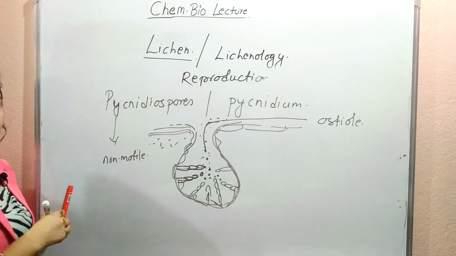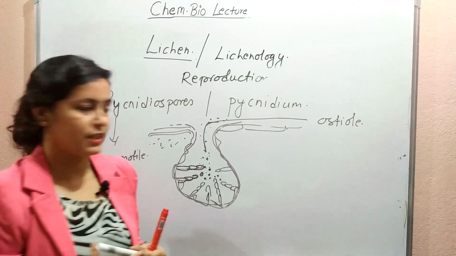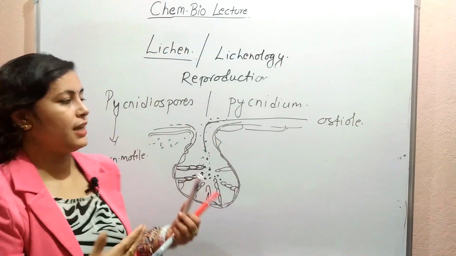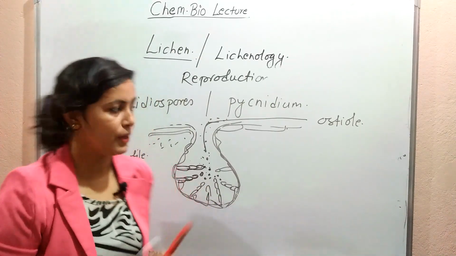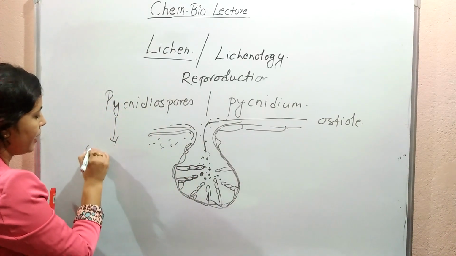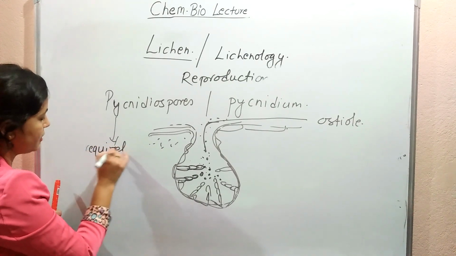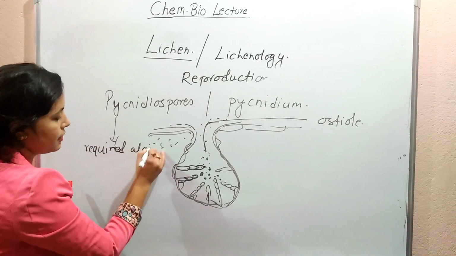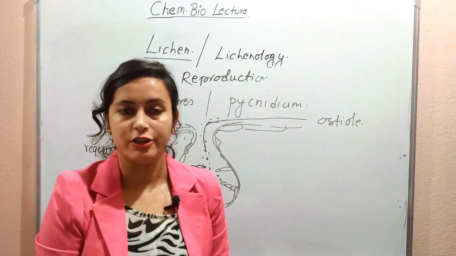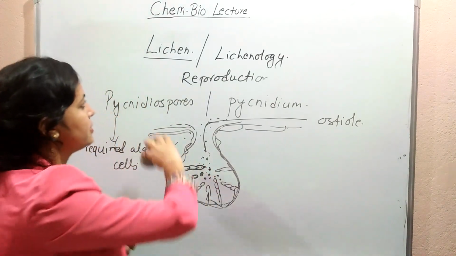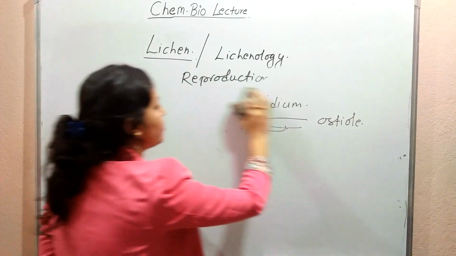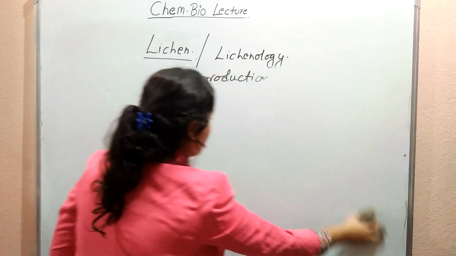What happens on getting associated with a suitable alga is that it can later form a thallus. When the pycnidiospores get the required algal cells, they can develop into a new thallus. This is how reproduction takes place in the case of lichen.